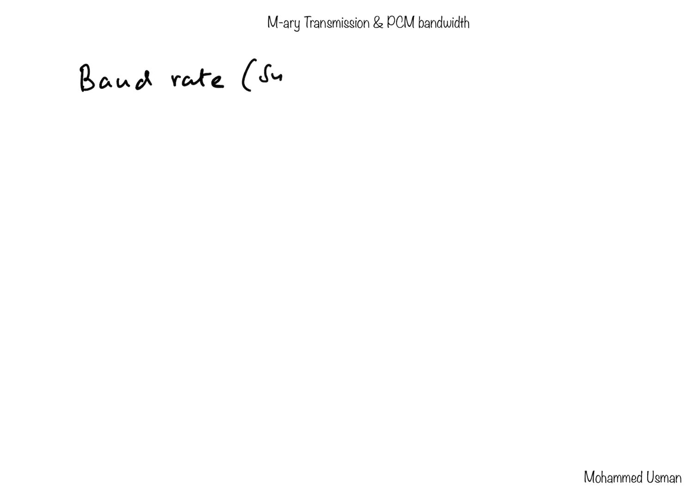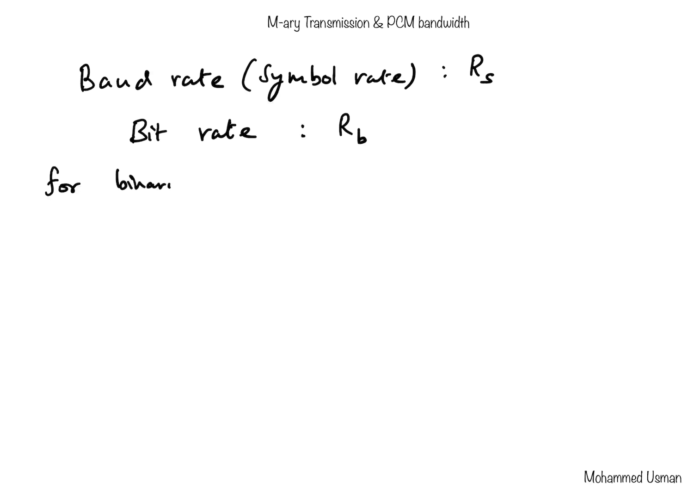Baud rate is also called the symbol rate, okay? And we will use RS to represent the baud rate or the symbol rate, and the corresponding bit rate we will denote as, say, RB. Now, what is the relationship between baud rate and bit rate? So let's write down the examples. For the binary case, that is when M is equal to 2, RB is equal to RS.